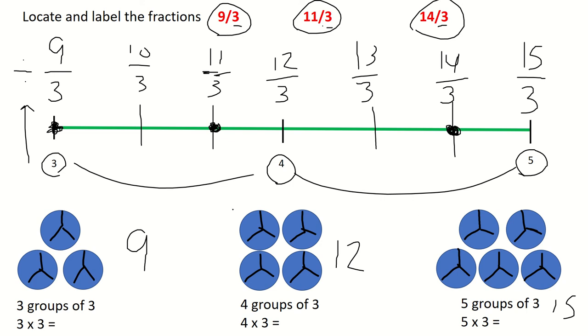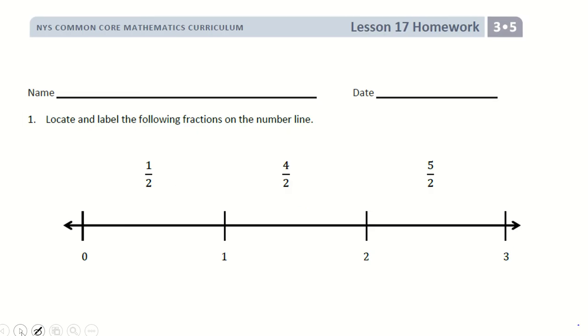Okay, we're going to look now at your paper. So go to your paper and go to number 1. It says locate and label the following fractions on the number line. So if you notice, the denominator is a what? It's a 2. So that tells us that we are going to divide each whole into 2 equal parts. If I look at my number line, I start at 0 and I go all the way to 3. So I've got 1 and 2 in the middle. So remember, I'm dividing each whole into 2 parts.